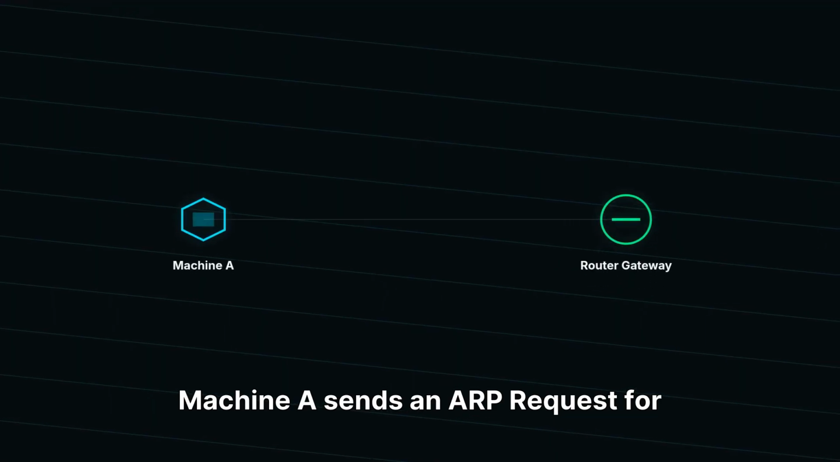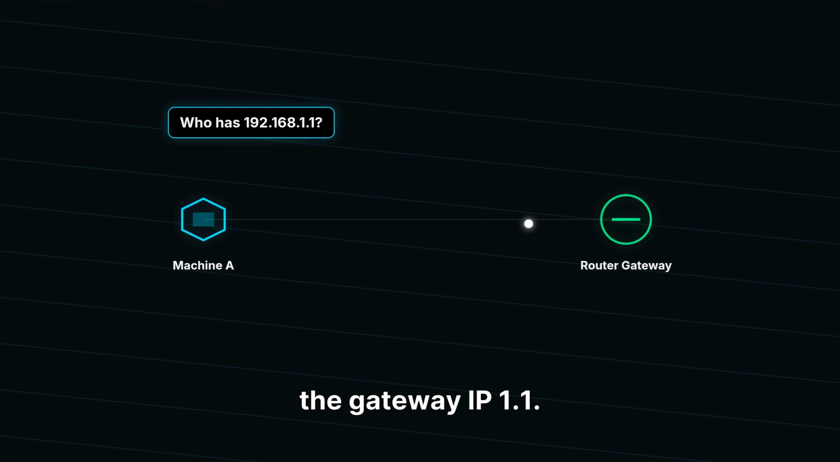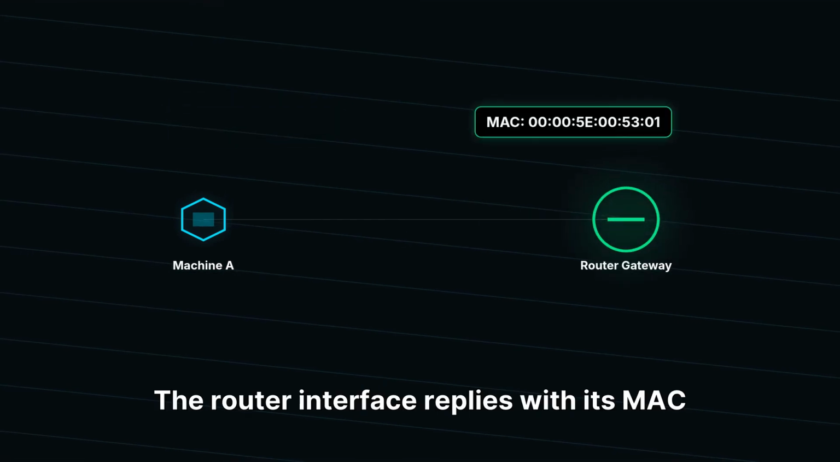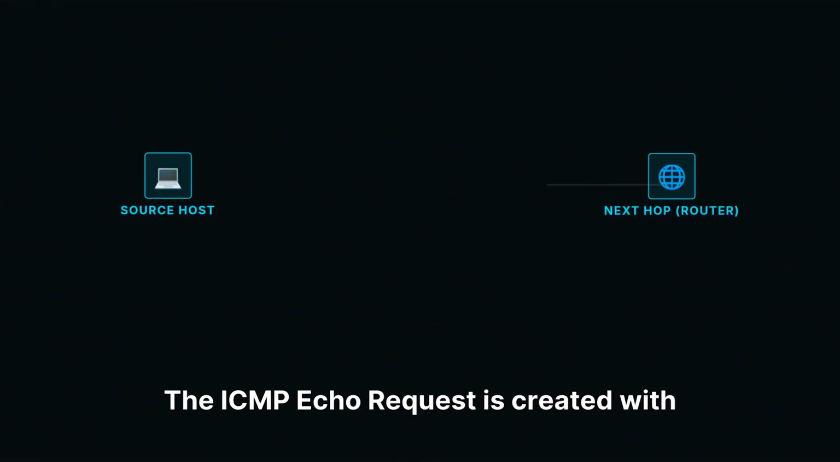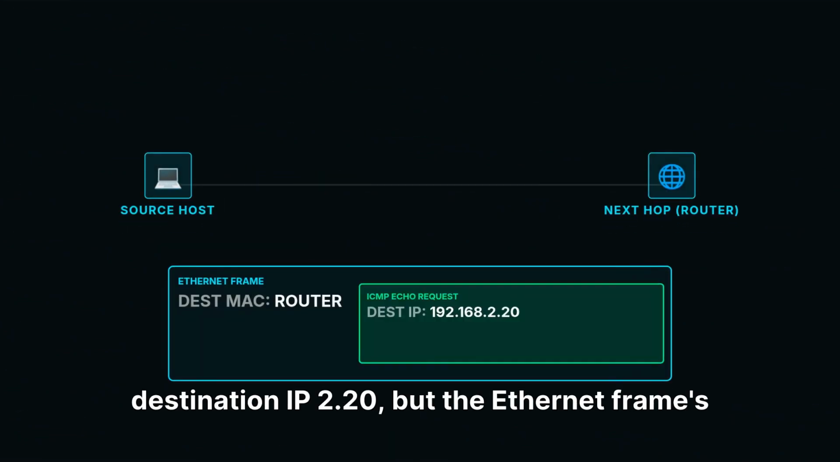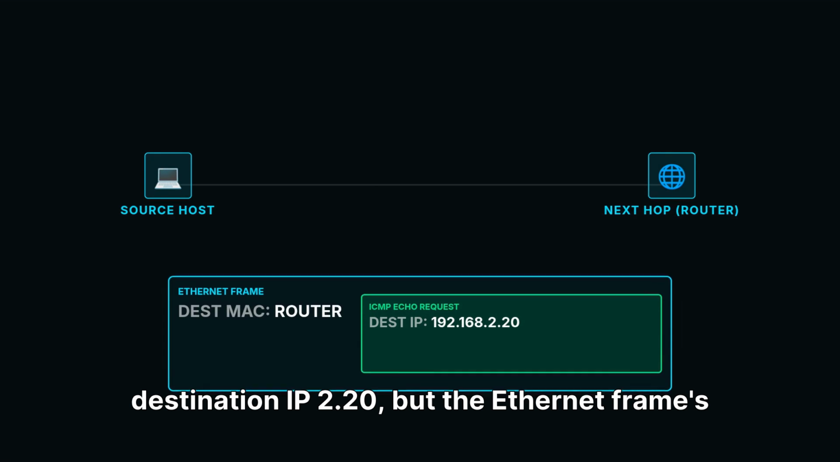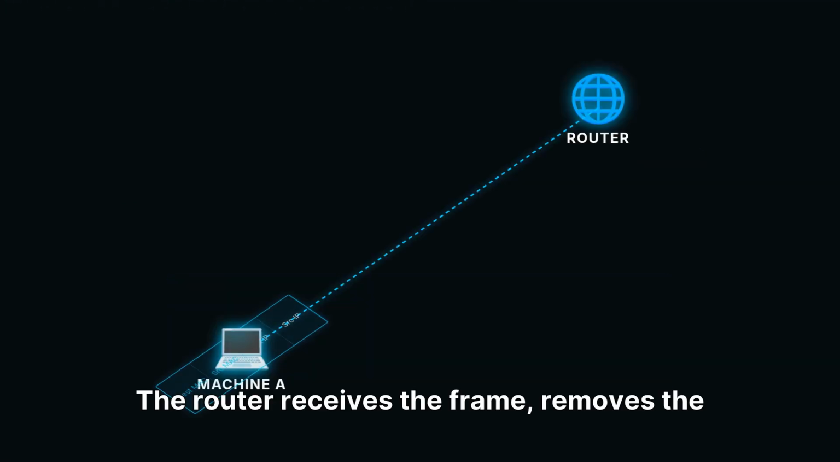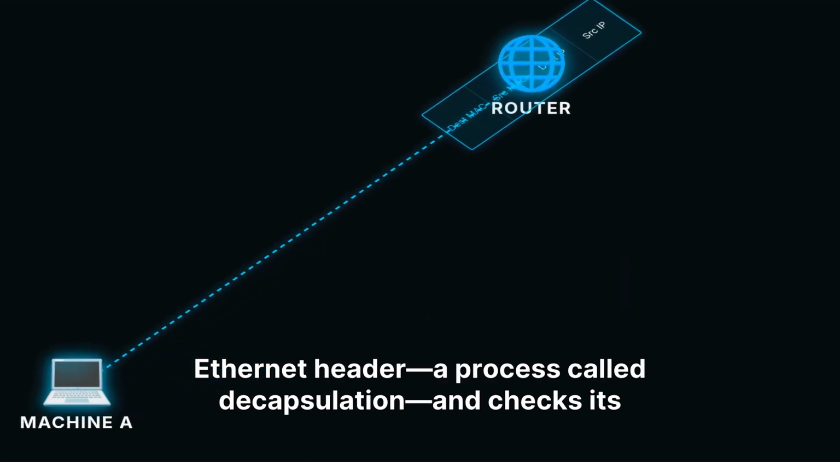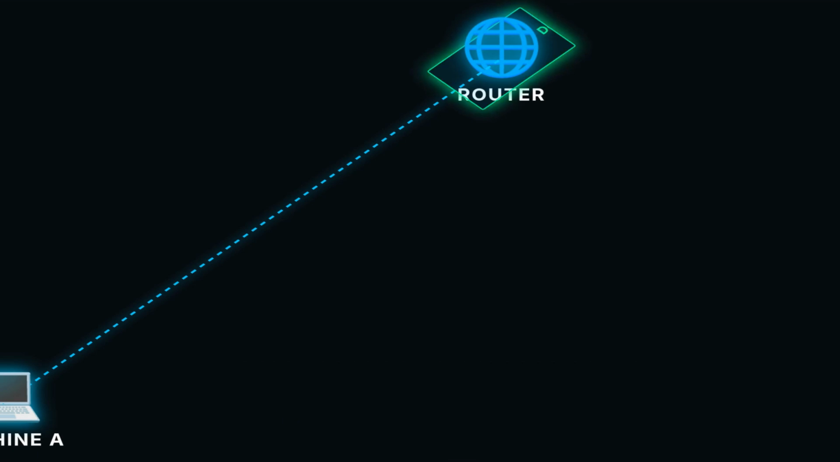Machine A sends an ARP request for the gateway IP 1.1. The router interface replies with its MAC address. The ICMP echo request is created with destination IP 2.20, but the Ethernet frame's destination MAC is the router's. The router receives the frame, removes the Ethernet header, a process called decapsulation, and checks its routing table.